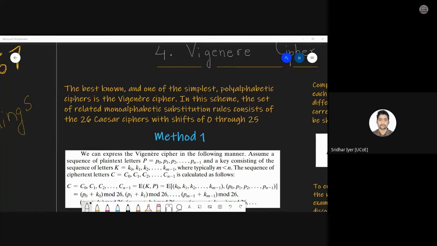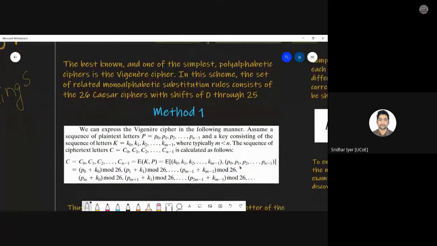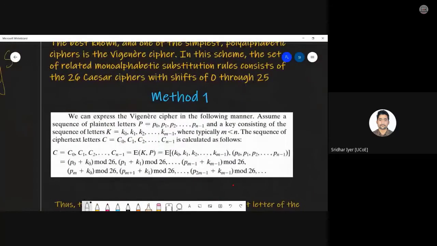Just have a look at this definition. Just have a look at this diagram. It is made up of this particular expression, where k is made up of k0, k1, k2 till km minus 1, and p is made up of p0, p1, p2 till pn minus 1, where m should be less than n. So what does it simply mean?